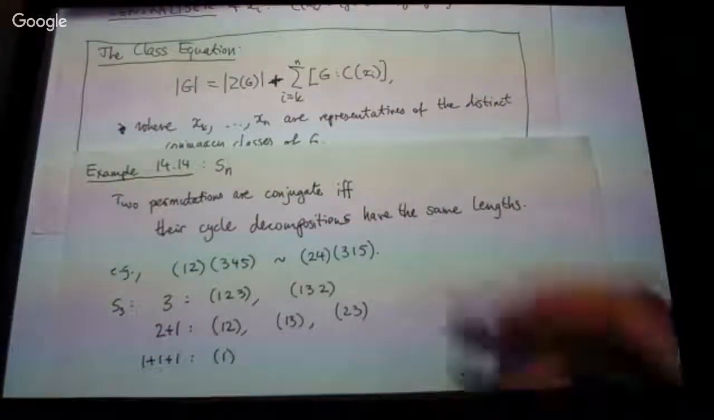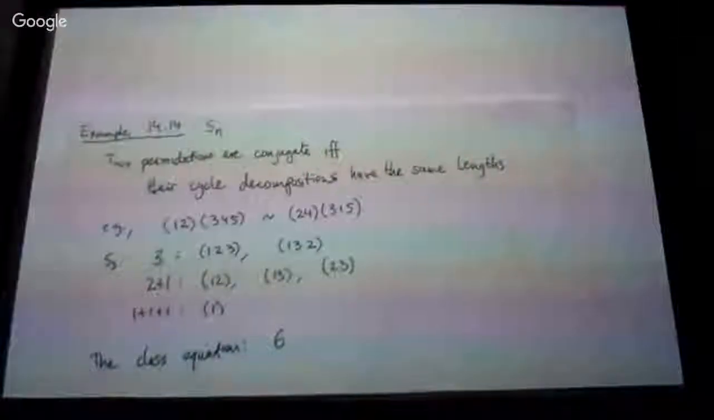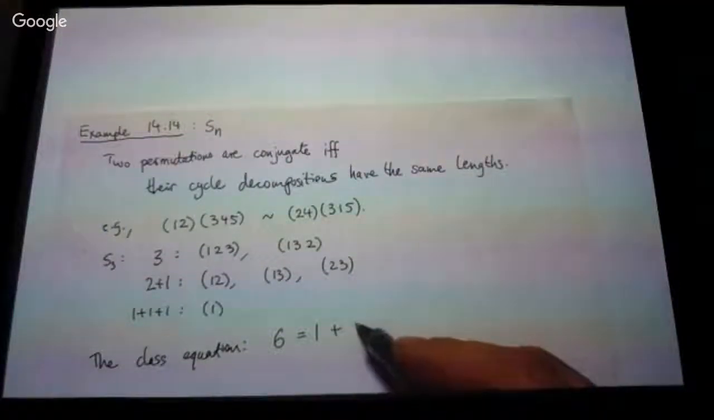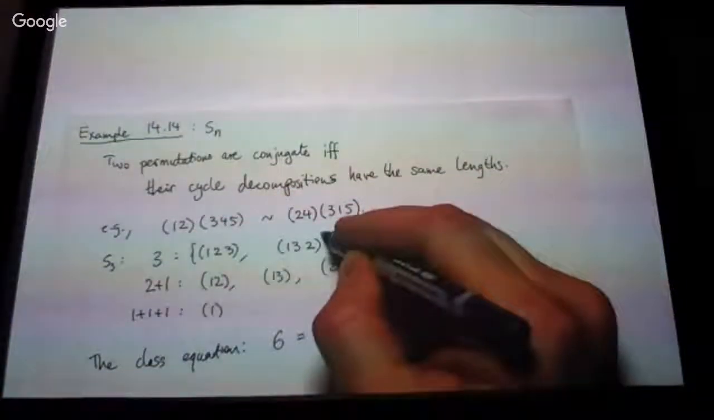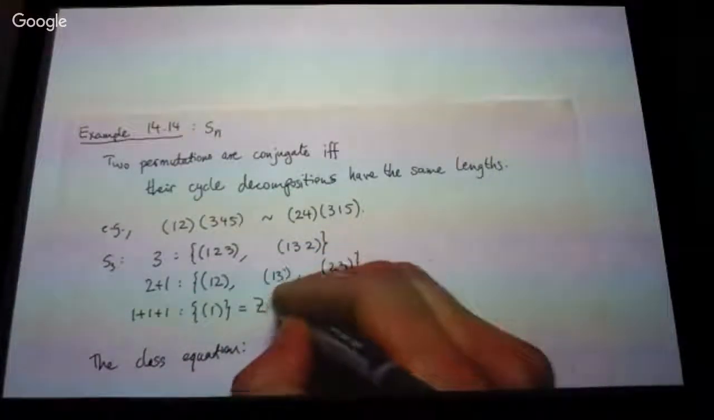And the class equation is that 6, which is the number of permutations of 3 things, is 1, which is the size of the center, and then you have 3 and 2 in the conjugacy classes. So this conjugacy class is 3 elements, and this one is 2. I should put them in a set. This is the center.